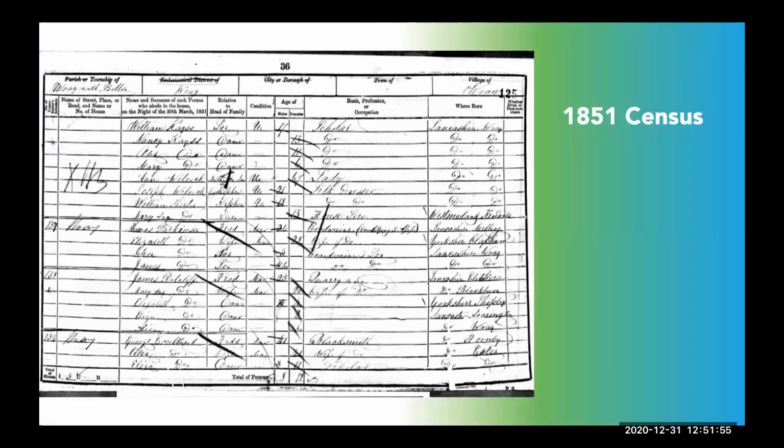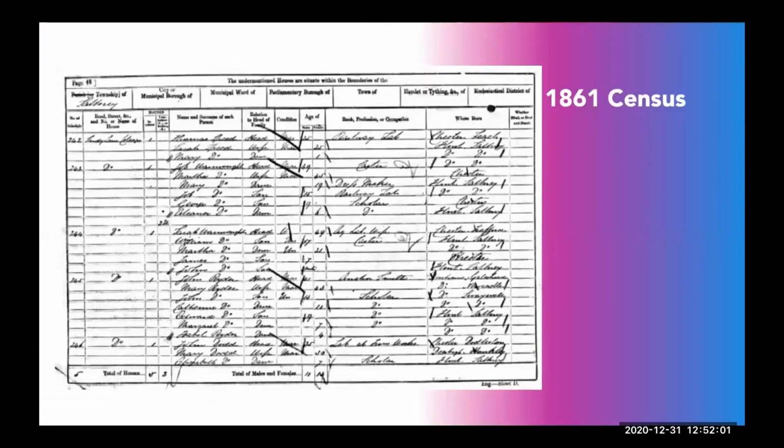Here's the 1851. You can see more detail and the precise birthplaces over there on the end. 1861, the same. The far right column is about whether someone's blind, deaf, or mute or dumb.